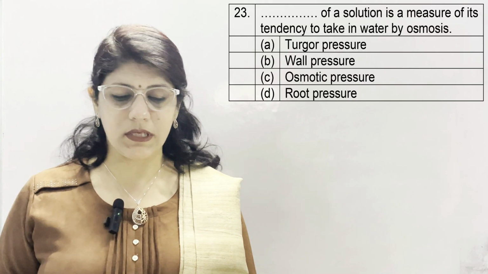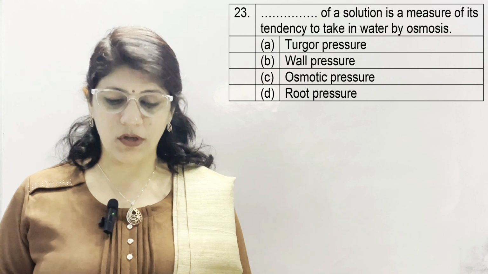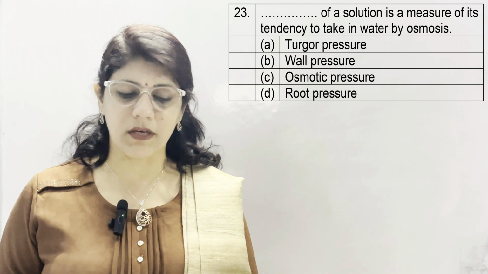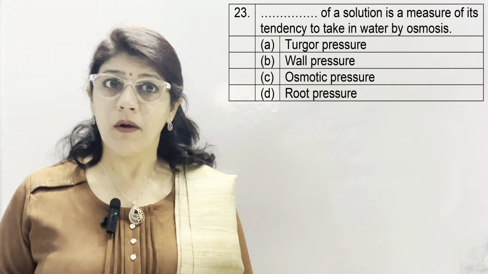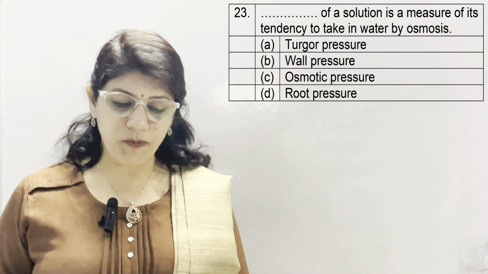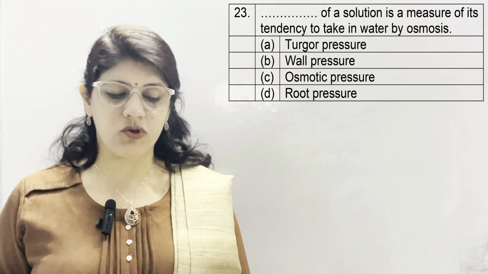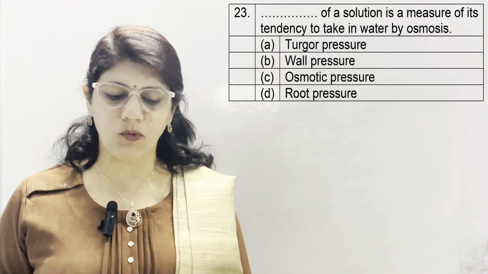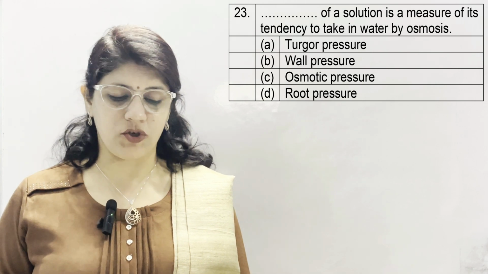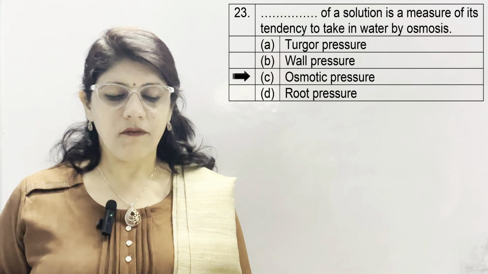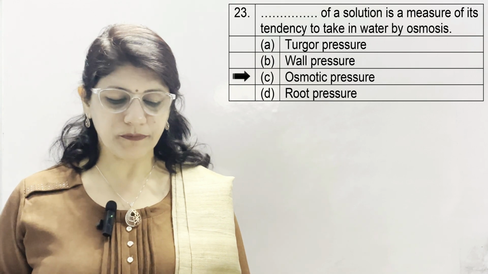In question number 23, dash of a solution is a measure of its tendency to take in water by osmosis. Options given: A. Turgor pressure, B. Wall pressure, C. Osmotic pressure, and D. Root pressure. And the correct option is C, which is osmotic pressure.